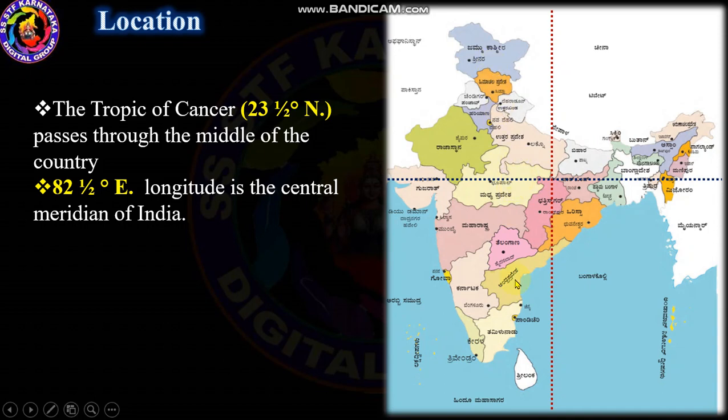Dear students, do one activity on this. Make a list of states through which the Tropic of Cancer passes. And next, 82 and a half degree east longitude. This is the basis for the calculation of Indian Standard Time, which is 5 hours 30 minutes ahead of Greenwich time or the prime meridian.